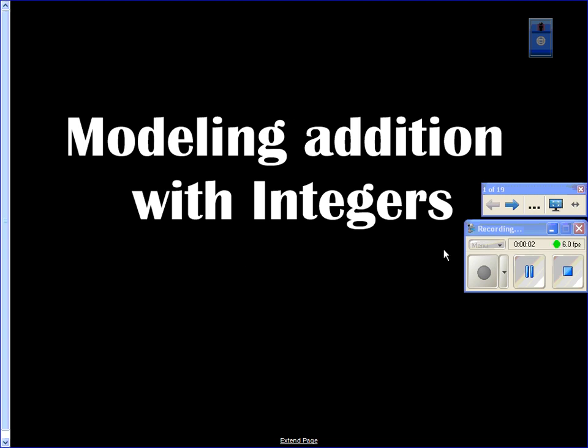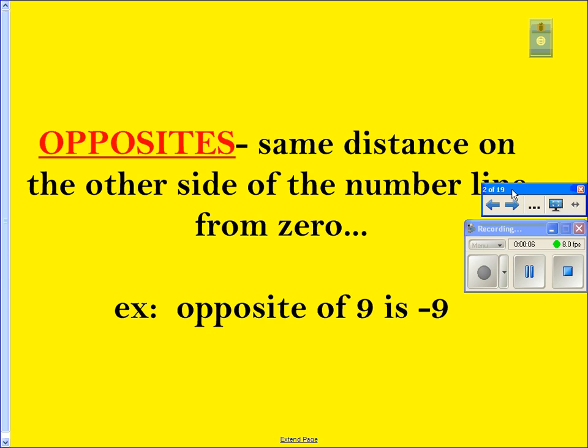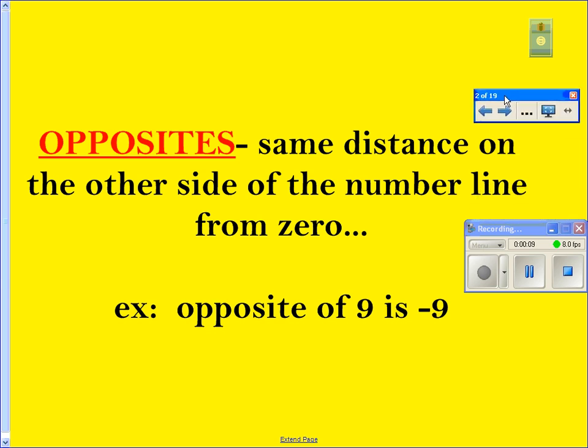This is the Modeling Addition with Integers lesson. Today, you will know that opposites are the same distance on the other side of the number line from 0. So the opposite of positive 9 is negative 9.